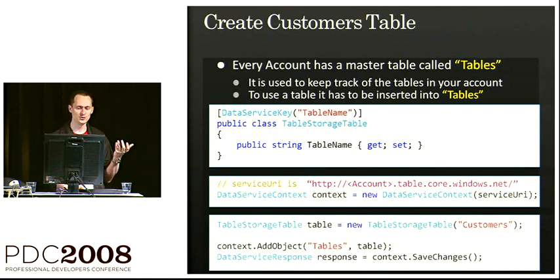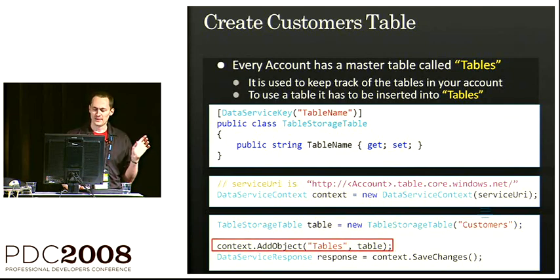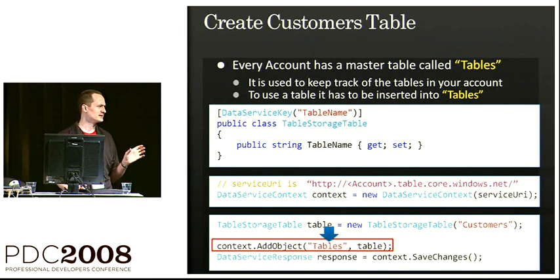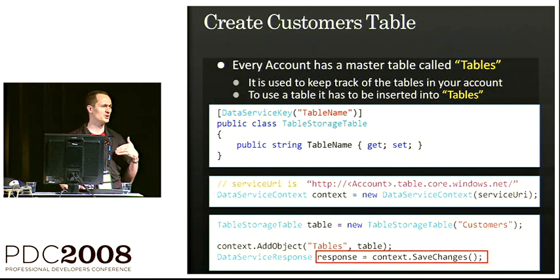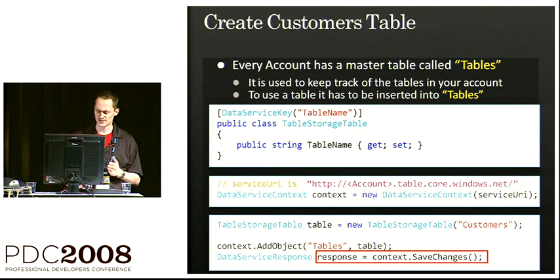So we're going to create a new master table object specifying that we want to create table customers. Then we're going to say add object with this table object to our master tables. And this will actually register with our data store context. And then when we do save changes, this will push the update to the store in the cloud. Okay? So once we do this save changes, we have now created the customers table and registered that with our master table for our storage system.